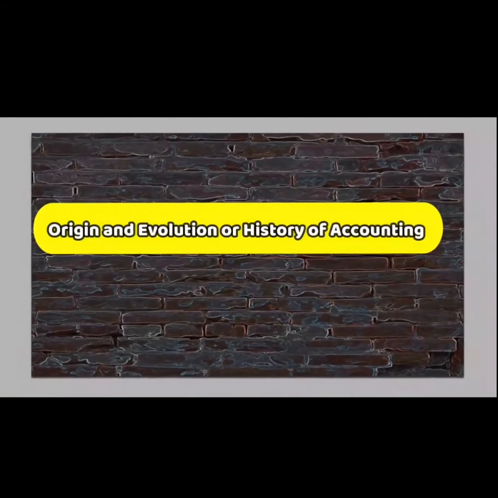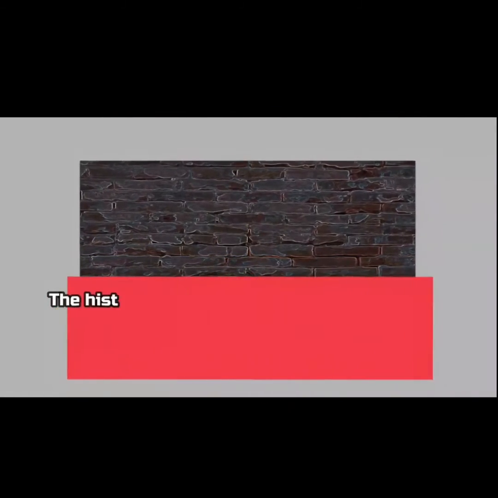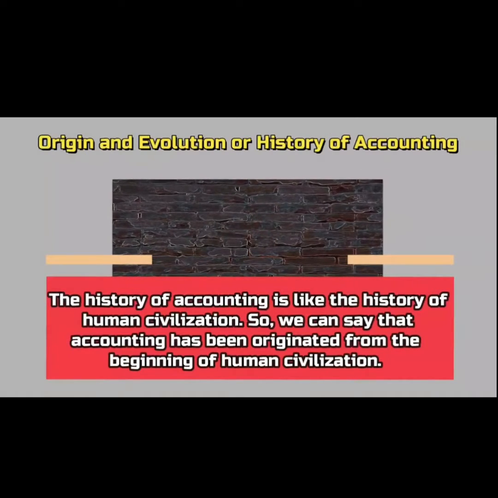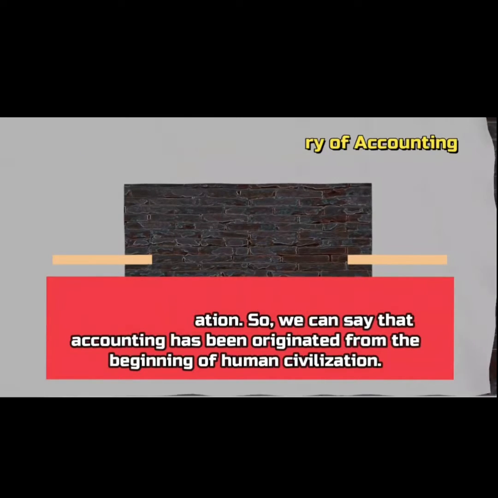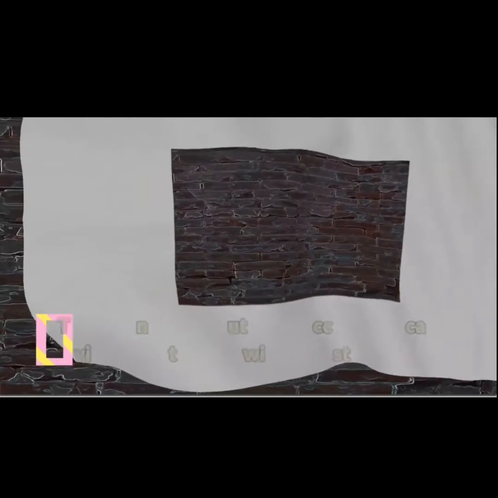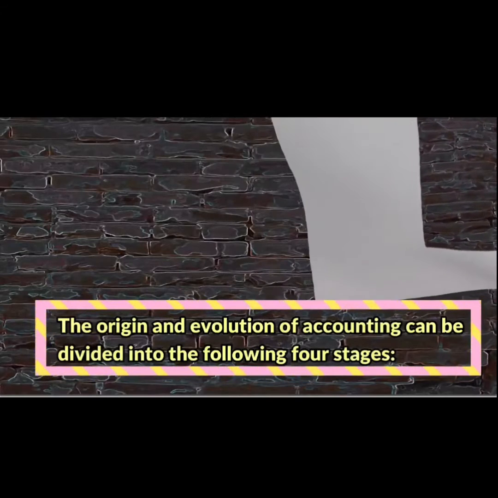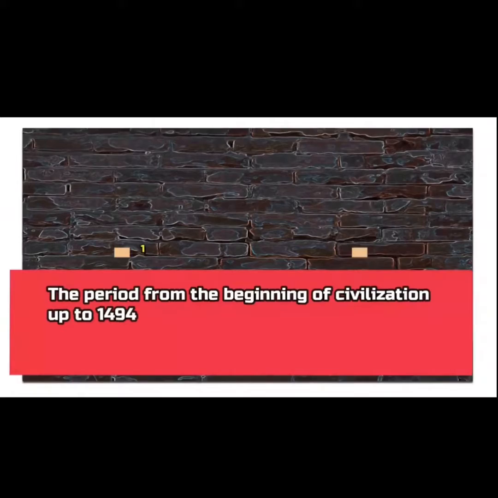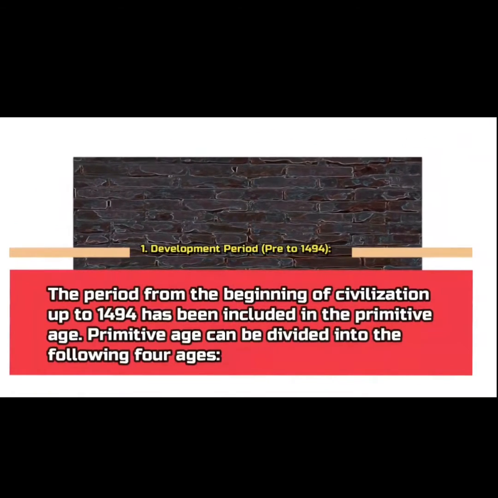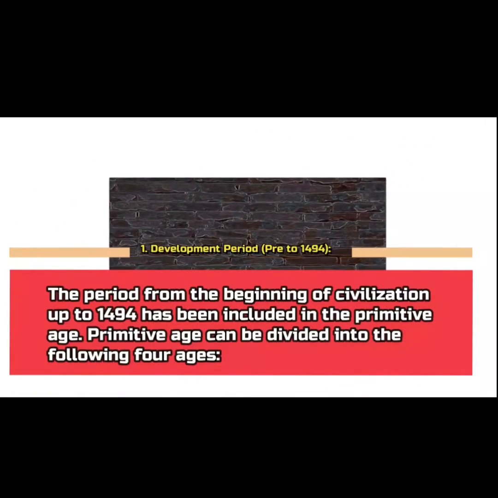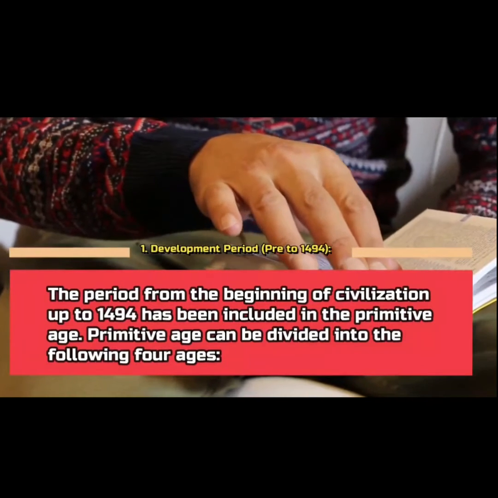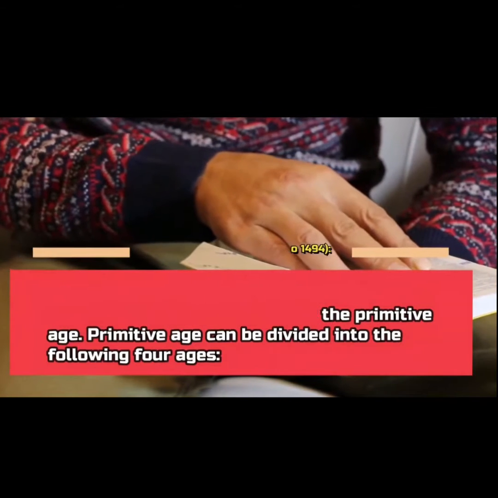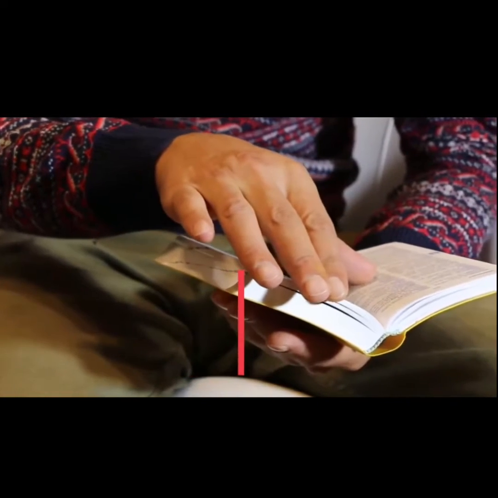Origin and evolution, or history, of accounting. The history of accounting is like the history of human civilization. So, we can say that accounting originated from the beginning of human civilization. The origin and evolution of accounting can be divided into the following four stages. One, development period, pre-1494. The period from the beginning of civilization up to 1494 has been included in the primitive age. The primitive age can be divided into the following four ages.